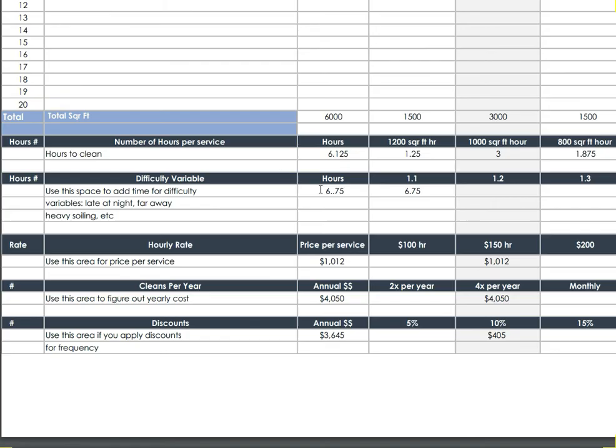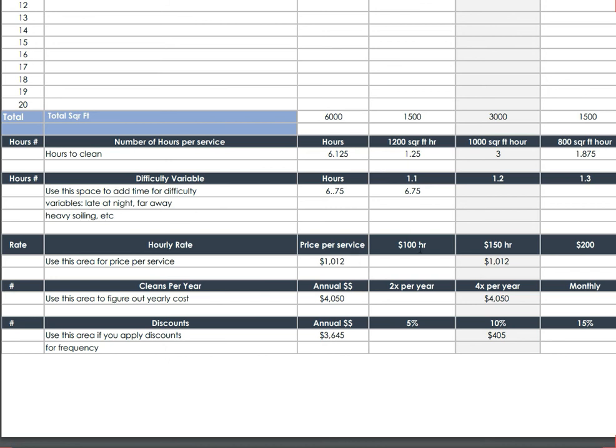So now that we know hours, we want to go and add a difficulty variable. And a lot of contractors would call this the pain in the ass variable. And this could be moving furniture, it could be late at night, far away, heavy soiling. There's all kinds of variables. And that's all we're doing by multiplying this hour figure by 1.1, 1.2, 1.3, we're adding 10%, 20%, 30% to take into account that, hey, this is going to take a little bit longer than your typical job for all kinds of different reasons. So now we have our hours. It's 6.75 hours.